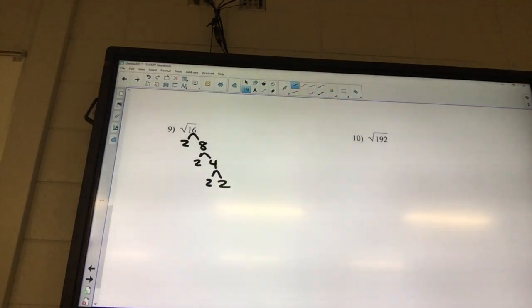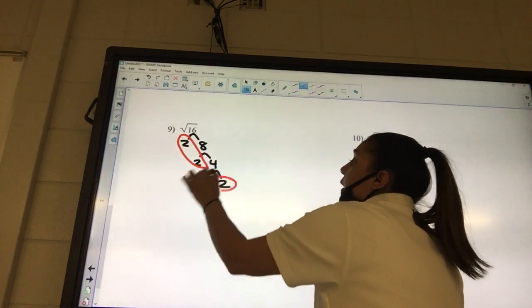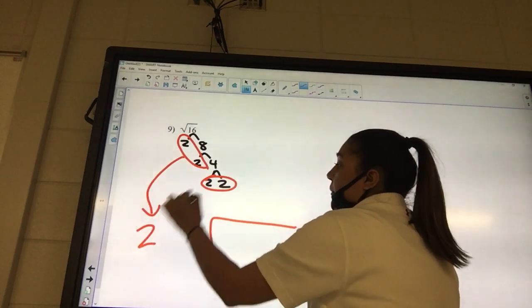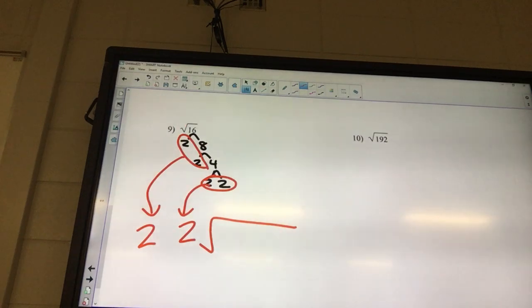What is our group number? 2. So how many groups of 2 can go? 2 groups of 2s. For every one we have circled, we put 1 on the outside. Who cannot go? Everyone can go. So don't worry if there's nothing inside the house.